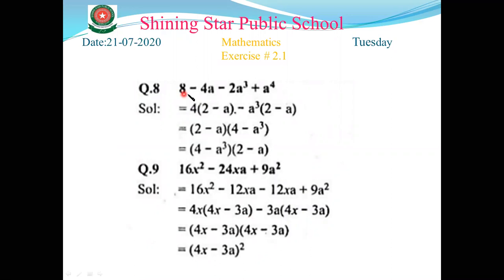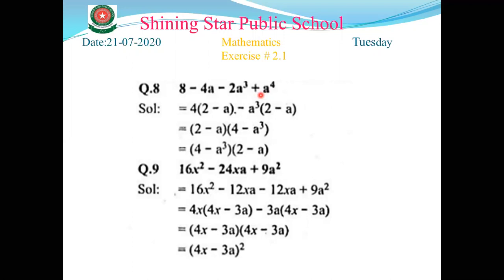Question number 8. 8 minus 4a minus 2a cube plus a power 4. Okay, now from the first two terms we can take the common 4, because we can divide 8 and 4 with the help of 4. So we can take the common 4, so we get 2 minus a. 4 2s are 8 minus a. From these two terms we will take the common a cube.